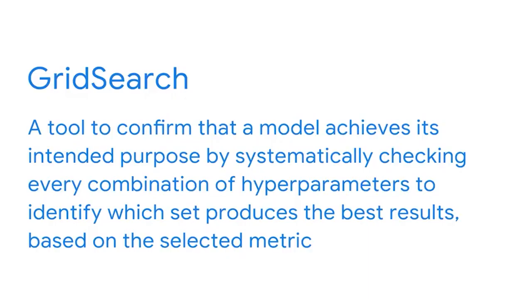There are other hyperparameters for decision trees that you'll learn, but first, let's explore finding the optimal values for the parameters. And here's where something called grid search is useful. Grid search is a tool to confirm that a model achieves its intended purpose by systematically checking every combination of hyperparameters to identify which set produces the best results based on the selected metric. So, at the end, you'll have values that produce optimal results for your model.